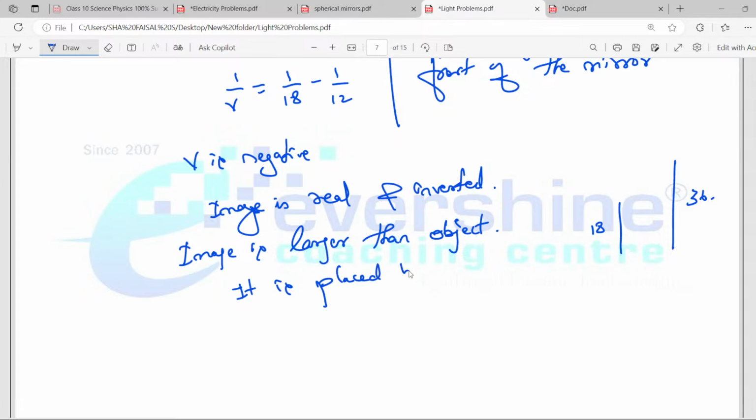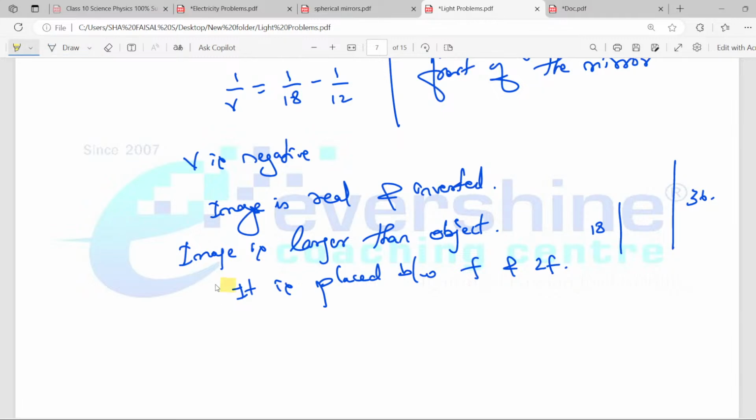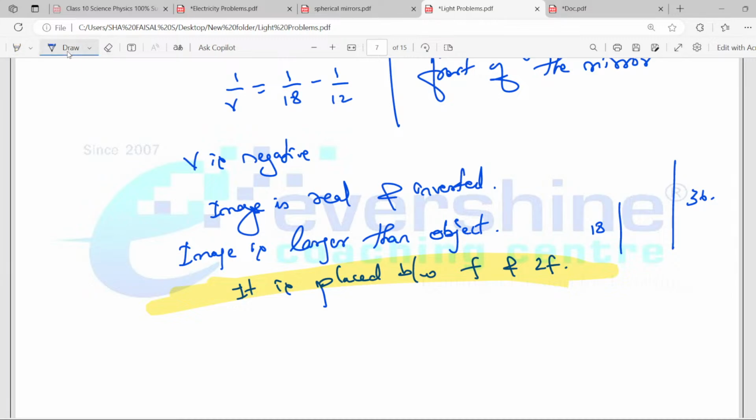It is placed between F and 2F, if you see your ray diagram. So this comment, if you can write. If not, no need to write. Just write image is larger than object if you are getting confused. Just write that much. Now they are asking magnification.